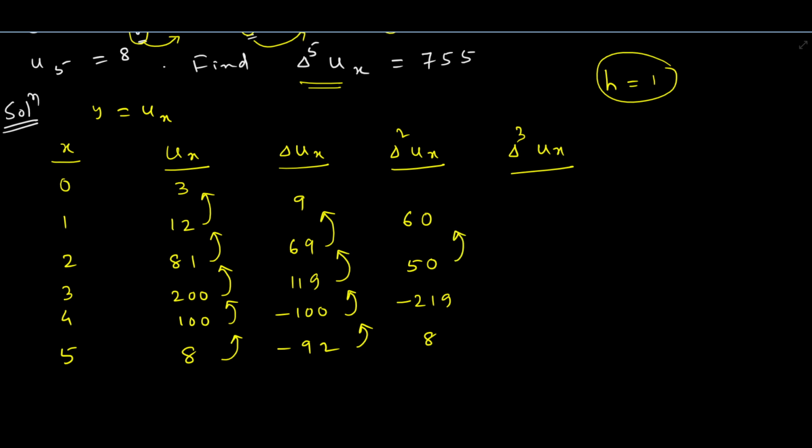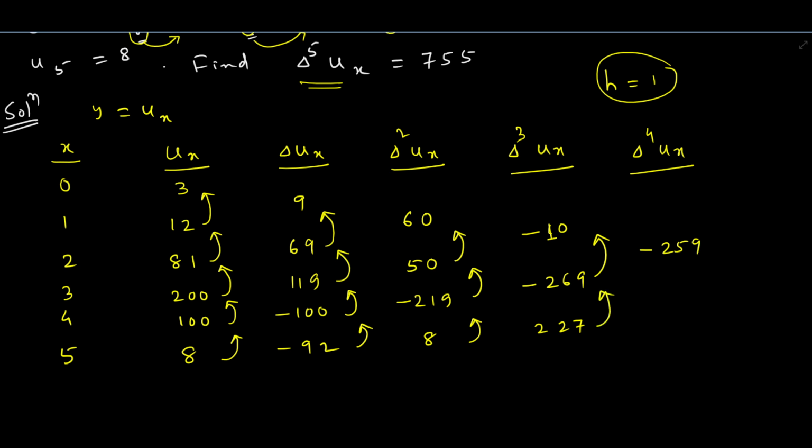Now let us go for the third order difference, delta cube ux. Same process, 50 minus 60 is minus 10. Then this minus this will be minus 269. And then 8 minus, so it will be 227. Now see, in each step the values are reducing, right? Now we have only 3 values. So delta to the power 4 ux. So again minus 269 minus minus 10, minus 269 plus 10, so it is minus 259.